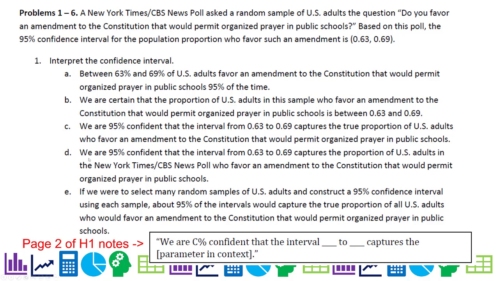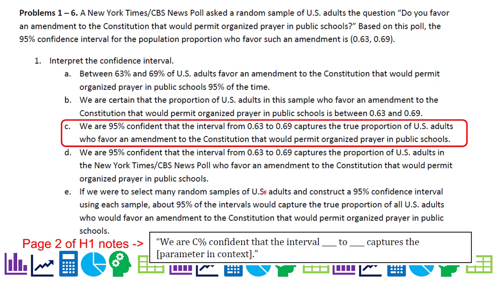So you can see there's a difference. Let me go ahead and get my little laser pointer. There's a difference between C and D on that point. Here it says the true proportion, where it just says the proportion in the poll. Now, D, we actually already know. We know that the proportion in the poll is 0.66, and I'll go over that with you on the next question, how I know that. So we actually know the sample statistic. That's not what we're trying to estimate. We're trying to estimate the parameter in context. So that's the difference between C and D. C is the correct answer.